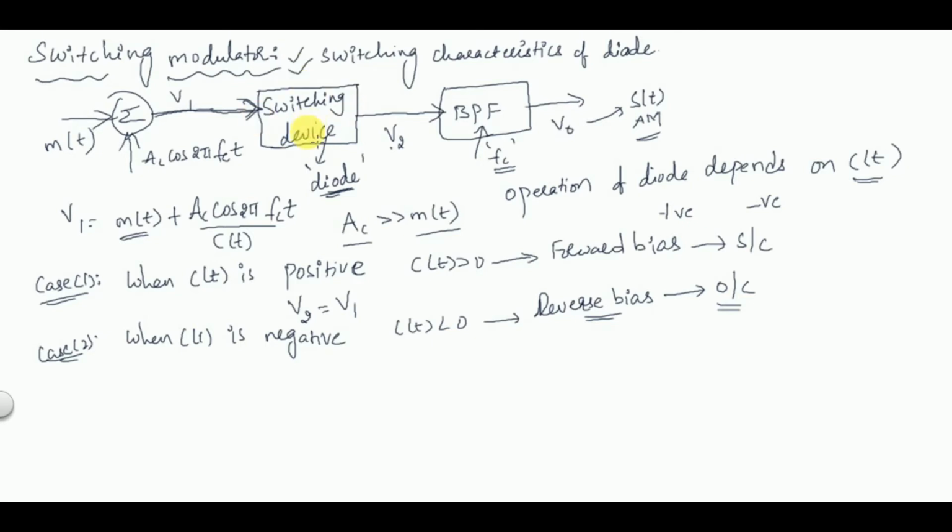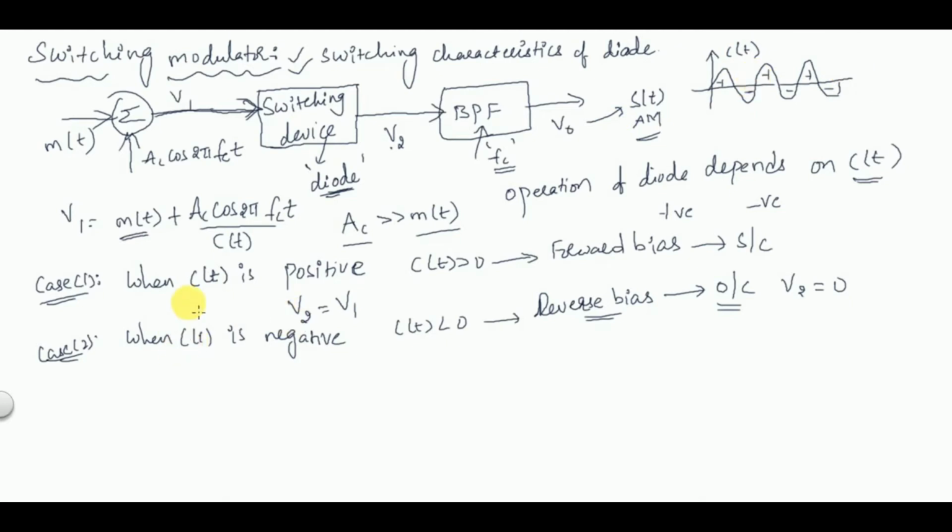When it is open circuited, then V2 is equal to 0, since there is no flow from input to output. Okay, so we have continuous cycles. C of t is having a continuous cycle, so it will have continuously positive, negative and so on. So this is how C of t is: positive, negative, and again positive, again negative, and so on. So this cycle repeats.